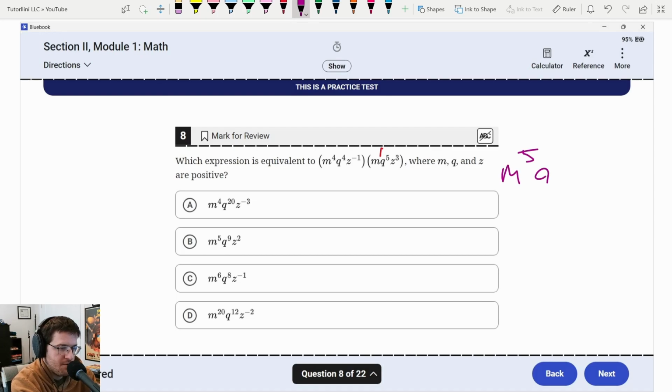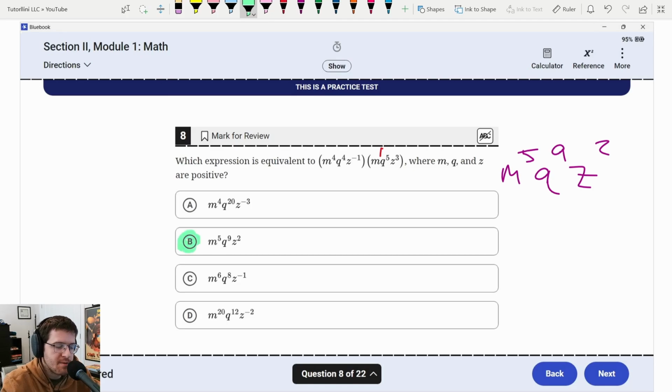Now I'll do the q's. q to the 4th times q to the 5th. 4 plus 5 is 9, so it's q to the 9. And then negative 1 plus 3 is 2, so we get z to the power of 2. And that gives us choice B.